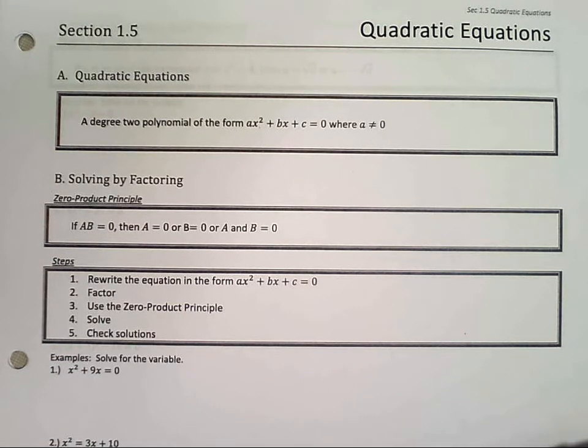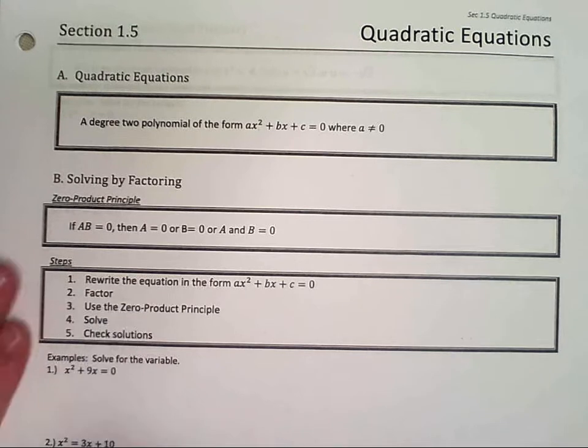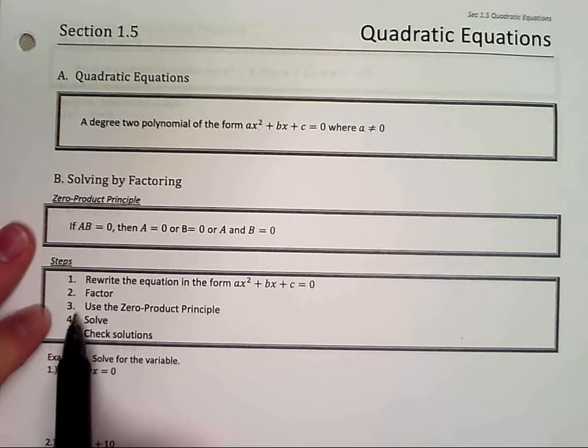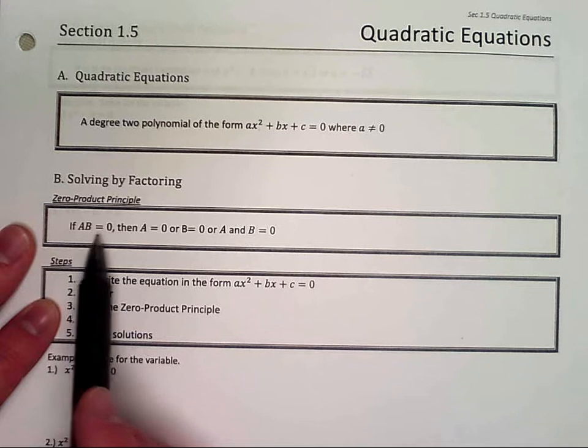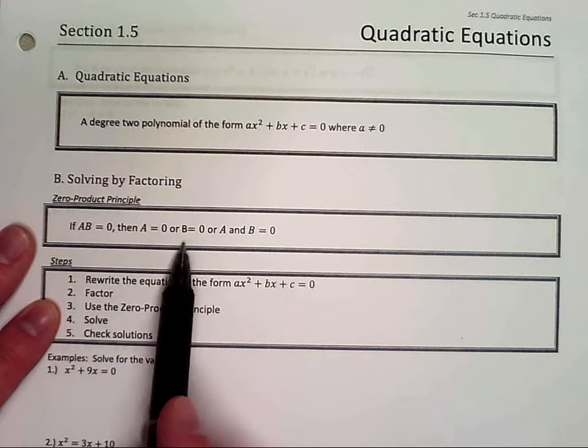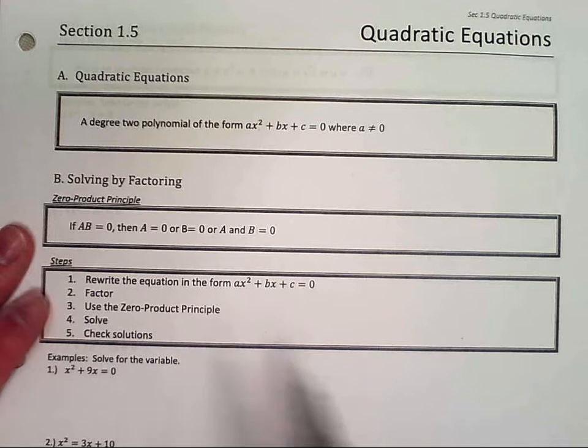So the steps are: rewrite the equation of the form ax squared plus bx plus c equals 0. And then we're going to factor. And then we're going to use the zero product principle, which is right here: a times b equals 0, a equals 0, or b equals 0, or they both equal 0. Then we're going to solve, and then we're going to check our solutions.